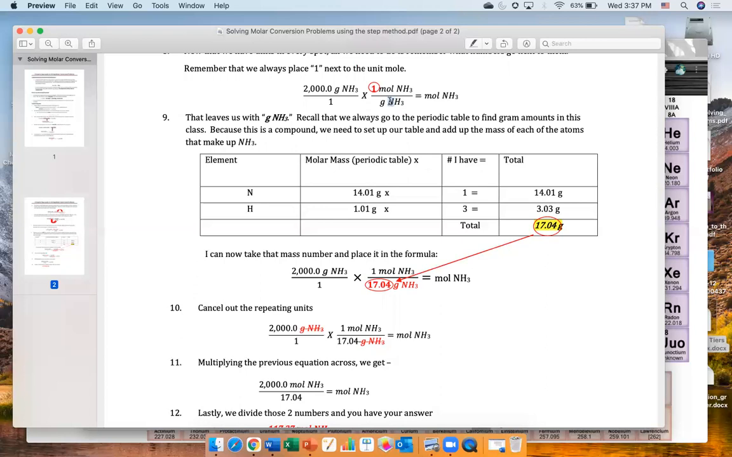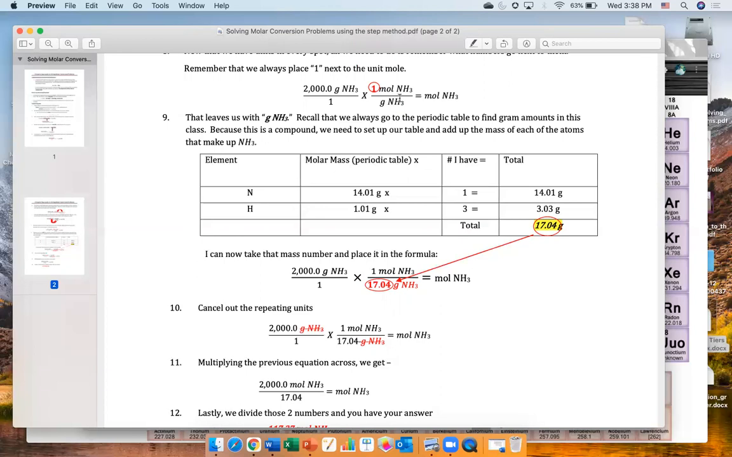So this substance is made up of two different elements, but we also see a 3 here. That means it's actually made up of 3 hydrogen atoms, but we don't see any number next to the N. Remember, if we don't see a number, we can always put a 1. So that means there's 1 nitrogen. So this substance, ammonia, is made up of 1 nitrogen and 3 hydrogens.